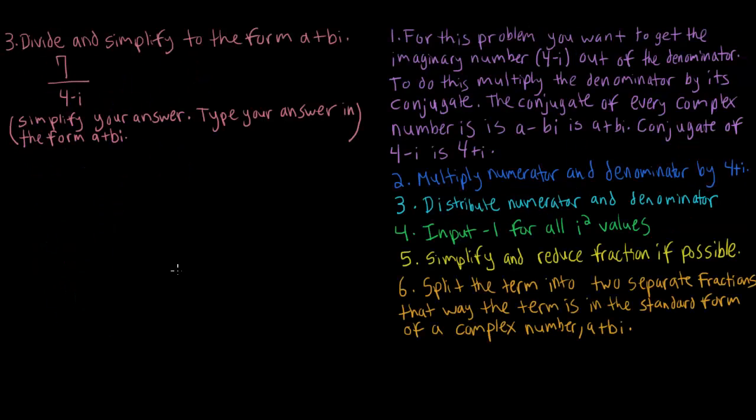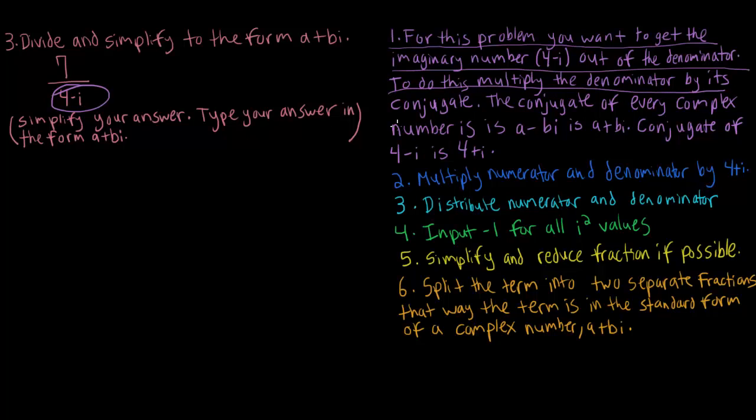3. Divide and simplify to the form a plus bi. 7 over 4 minus i. Simplify your answer. Type your answer in the form a plus bi. To start, step 1, for this problem you want to get the imaginary number 4 minus i out of the denominator. So this right here, 4 minus i, we want to get that out of the denominator. And to do this, we have to multiply the denominator by its conjugate.